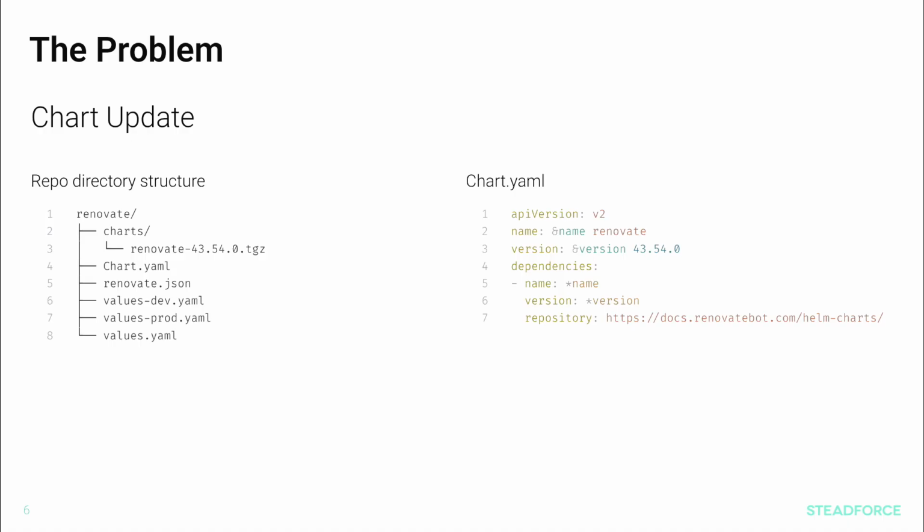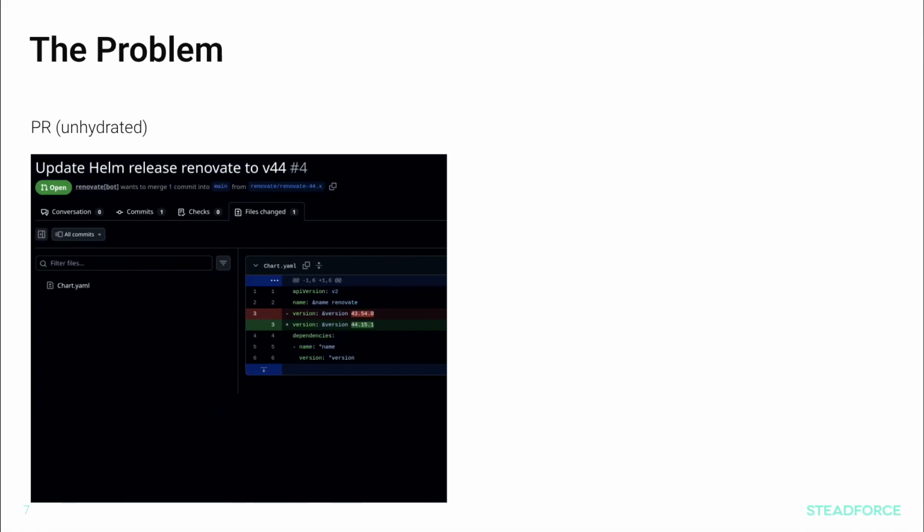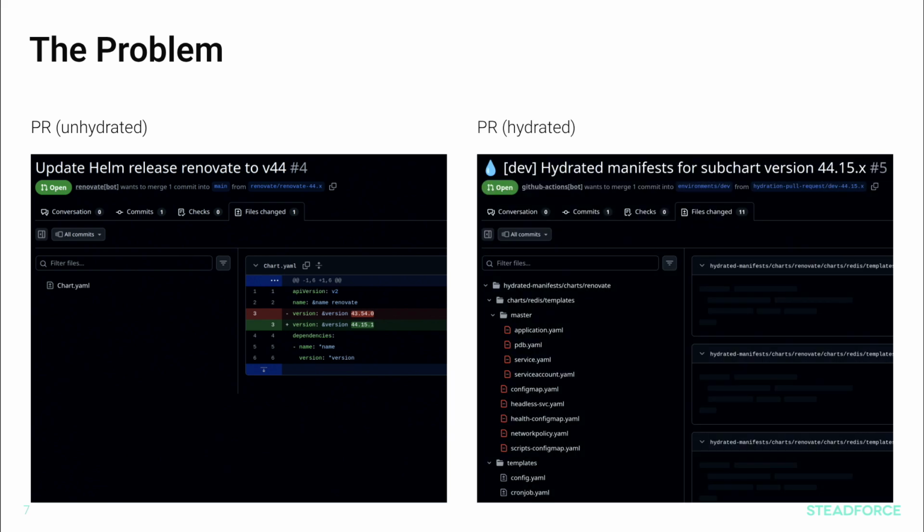So let's think about the problem. You want to do a chart update. So you say, okay, I want to update from version 43 to version 44. What happens then? So normally in an unhydrated pull request, you would only see the change of this version and maybe also the target set file, which is then updated by Renovate, but you don't really see the changes inside of this chart. That's the problem. You would say, okay, cool, it's just an update to version 44, all fine, right? Wrong in this case.